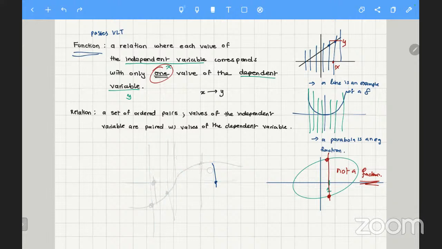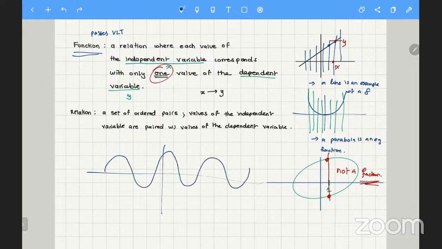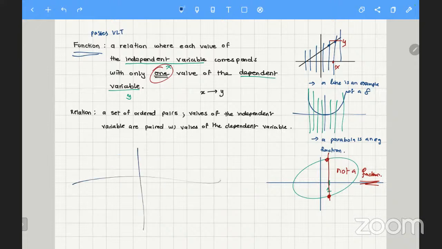Wow. Look, I can read. No. Let me show you another function. Is this a function? Yes, teacher. Why? Because for every x value, there's a y value. Okay.